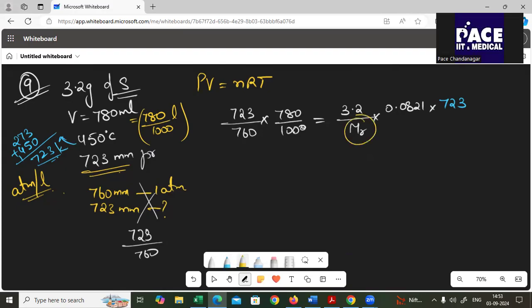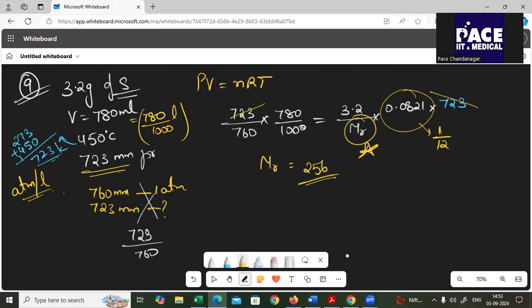So now find out the molar mass for this. Molar mass, whatever I get, that would be my answer there. Divided by your sulfur mass 32 will give me the molecular formula. As you calculate all of this, the 723 will go off. If you calculate 0.0821, I prefer you taking it as 1 by 12 because that can be easily cut out also. So as you do that, you will get somewhere around 256 as your molar mass.